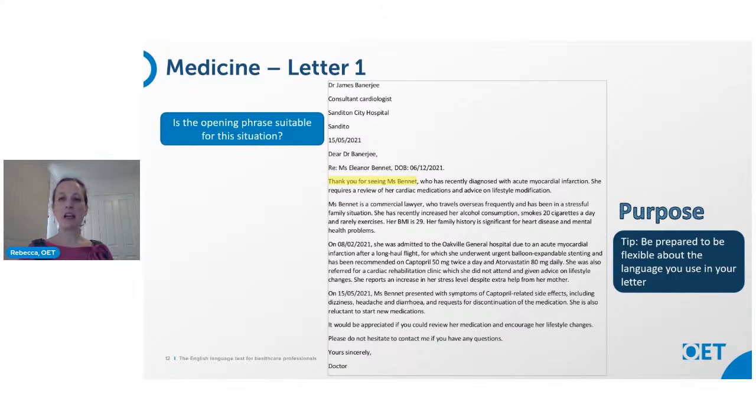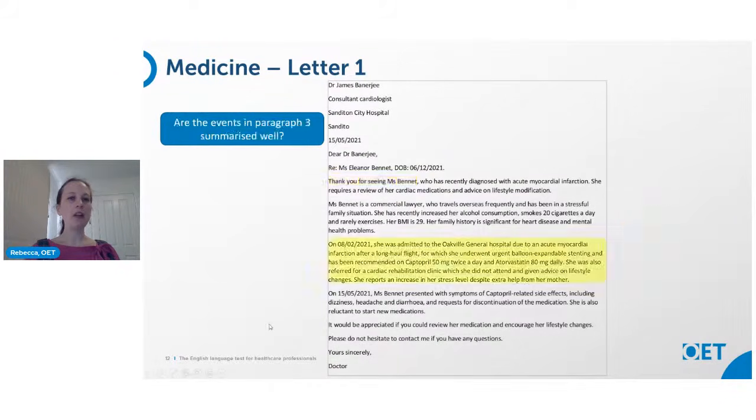Somebody said into chat, you could definitely use the verb request. Absolutely, you could, because as we saw in the writing task, it's requesting advice and a review of the medication. So you could absolutely say "I'm writing to request" to start this letter. As I said, there are many options. There isn't one perfect option, but you need to be prepared to be flexible.